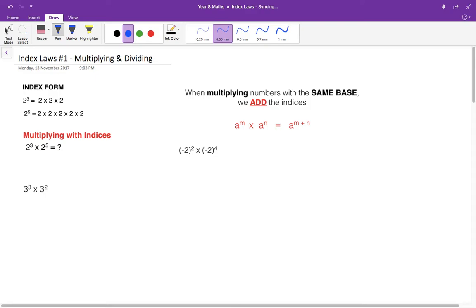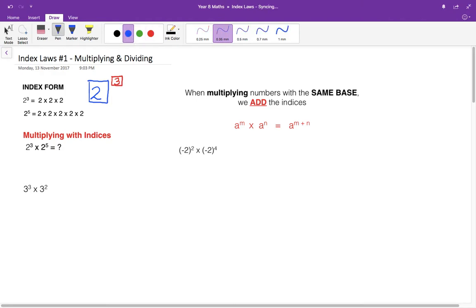In this video, we're going to have a look at how we calculate with numbers in index form. So just as a reminder, index form is when we have a base number. For example, we're going to have a look at a base of 2, and then we have the index, or our power. So we could have the power of 3.